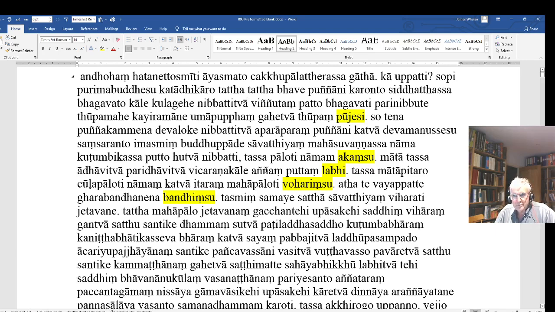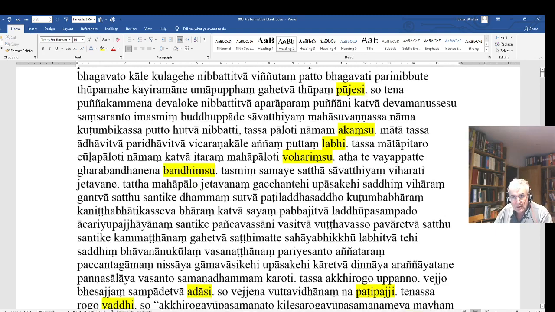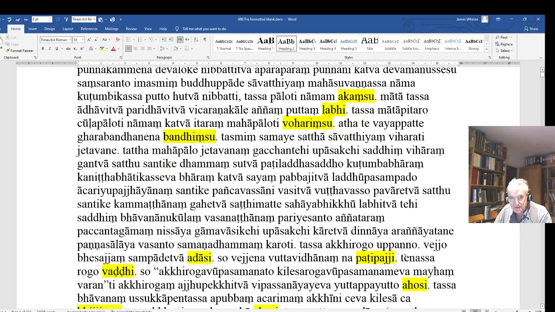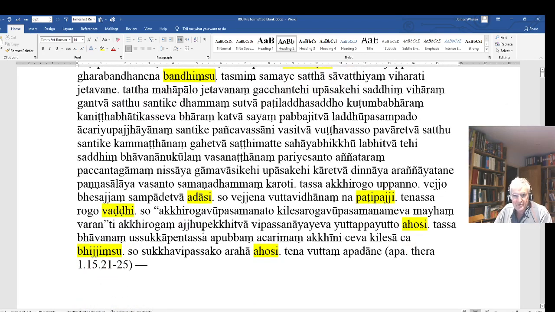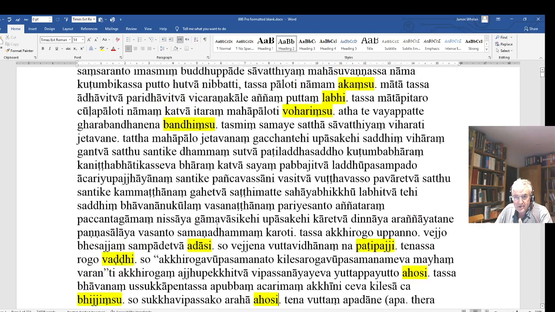And look here, pujesi. So, using my cursor. Here we are. Pujesi, full stop. Akansu, full stop. Labhi, full stop. Vuharimsu, full stop. Bandhimsu, full stop. You see? Adasi, full stop. Patipaji, full stop. Vadi, full stop. Ahosi, full stop. Bhijimsu, full stop. Ahosi, again, full stop. So that's another fairly sure guide to spotting these aorists, because it will very, very frequently be the last word in the sentence.